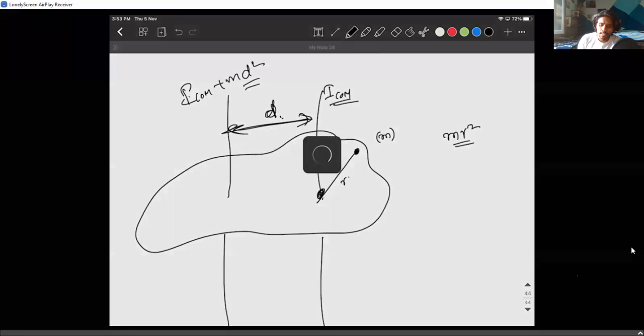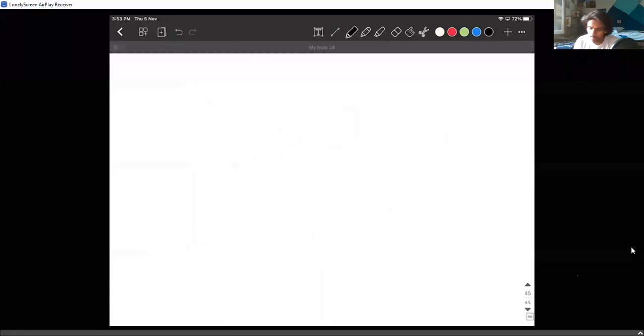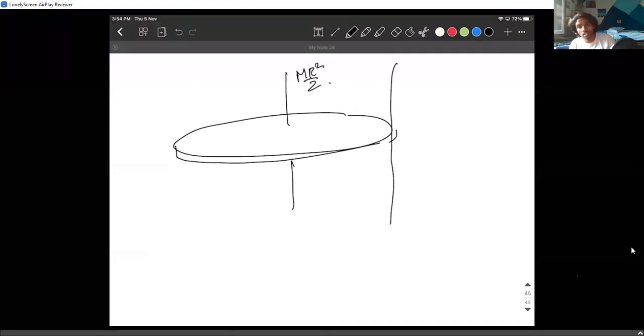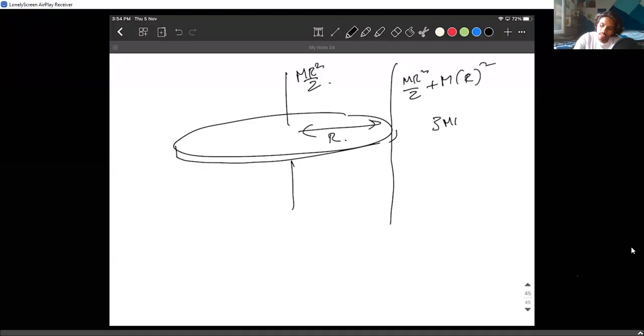Let us just use it for a disk. I have a disk. About the center, everyone knows the moment of inertia is mr square by 2. I want the moment of inertia about this axis, which is at the edge. So I'm not talking about the disk rotating about its center, I'm talking about the disk rotating about its edge. Everyone knows the distance is r. So mr square by 2 plus md square, where d is nothing but r. So the value will be 3 by 2 mr square.